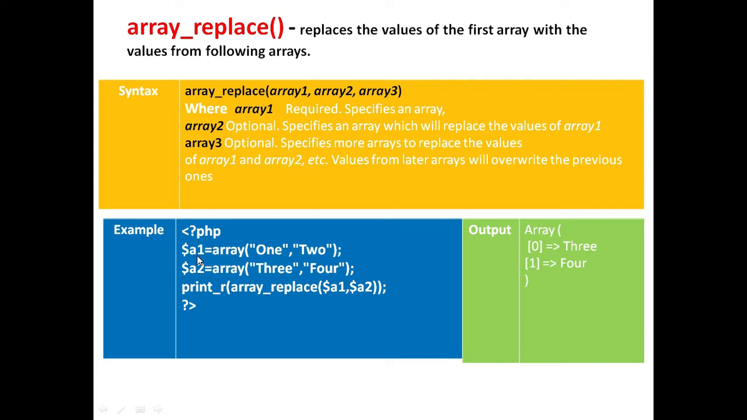Here A1 and A2 arrays are defined. A1 contains 1 and 2 and A2 contains 3 and 4. When I use the array replace method with A1 and A2, it will replace the values of A1 with A2. So the output will be 3 and 4.